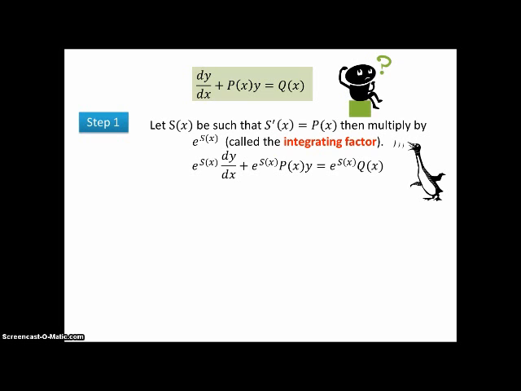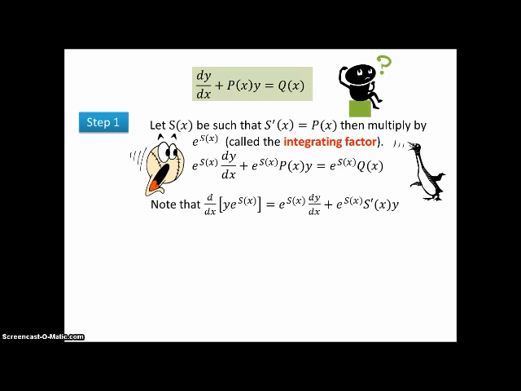Huh? How is that better? Well, check this out. First, note that the derivative of y times e^s(x) is equal to e^s(x) times dy/dx plus e^s(x) times s'(x) times y. That's using the product rule and the chain rule, right? Well, surprise, surprise. Looky there. We said that p(x) was s'(x), and so what we have there is the entire left side of the equation.